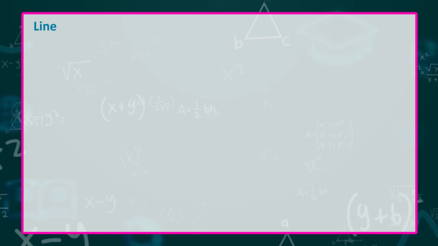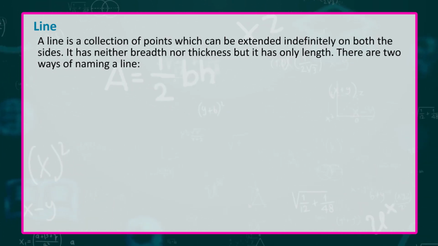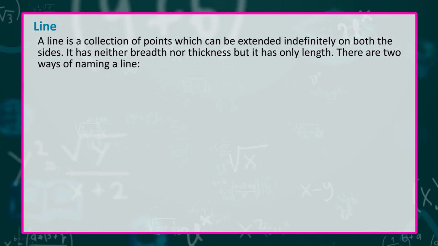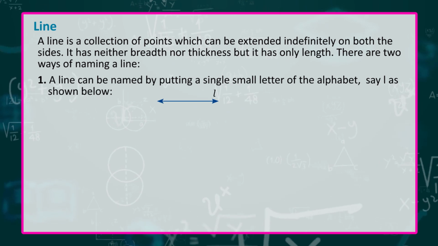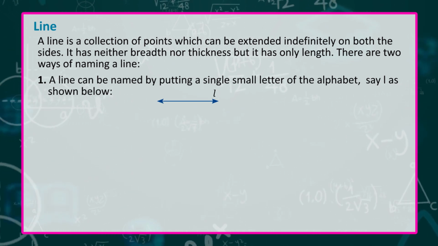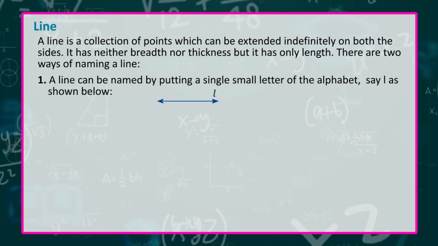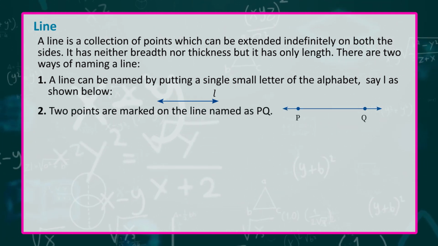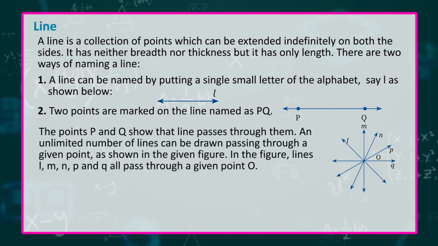Line. A line is a collection of points which can be extended indefinitely on both the sides. It has neither breadth nor thickness, but it has only length. There are two ways of naming a line. 1. A line can be named by putting a single small letter of the alphabet, say L as shown below. 2. Two points are marked on the line named as PQ. The points P and Q show that line passes through them.